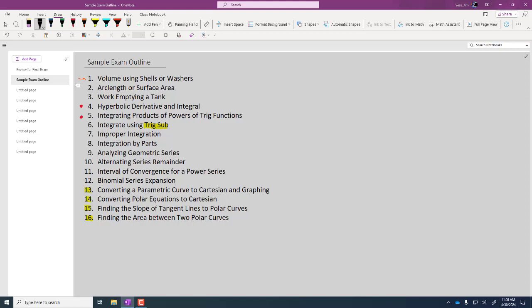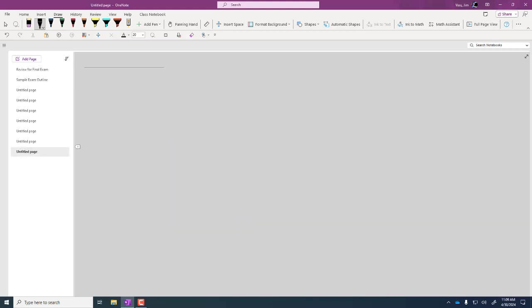Okay, integration by parts. So we've done a lot of integration by parts. Let's look at one example that is super easy to mess up. So let's suppose we want to integrate arctangent of x squared dx. Let's just do an indefinite integral. Okay, integral of arctan of x squared.